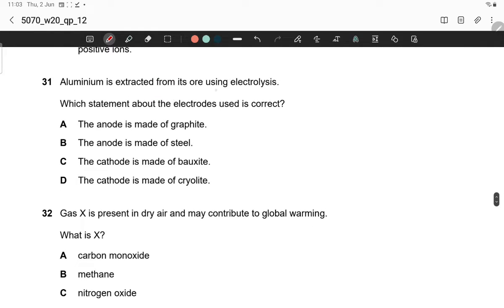Aluminium is extracted from its ore using electrolysis. Which statement about the electrodes used is correct? The anode is made of graphite. This must be correct. Anode is made of steel, no. Cathode is made of bauxite, no. Anode is made of graphite.